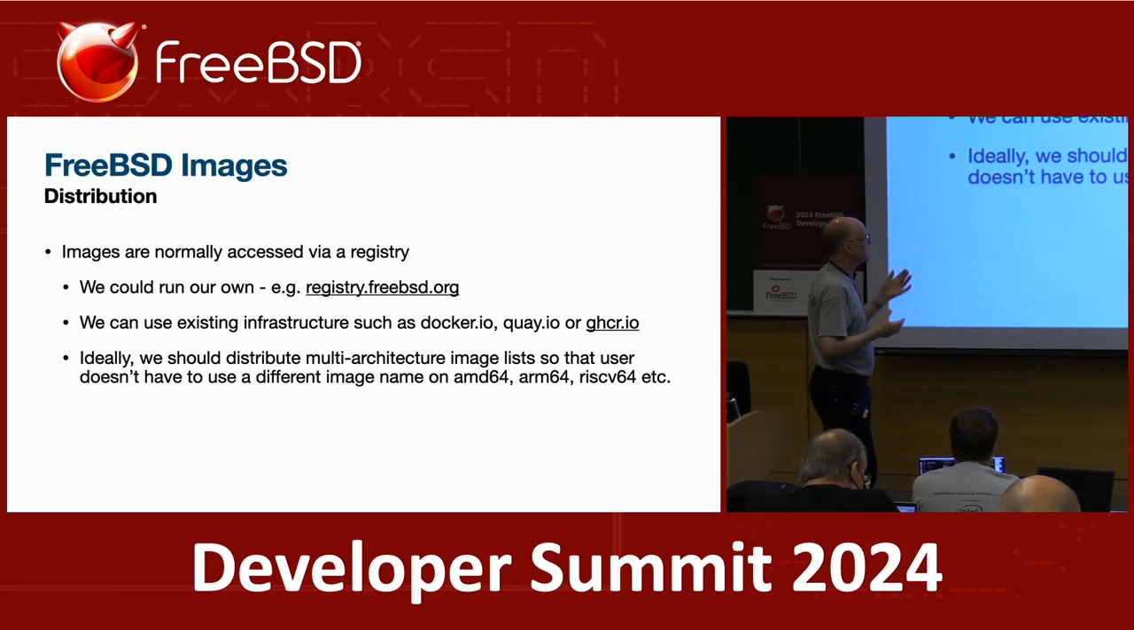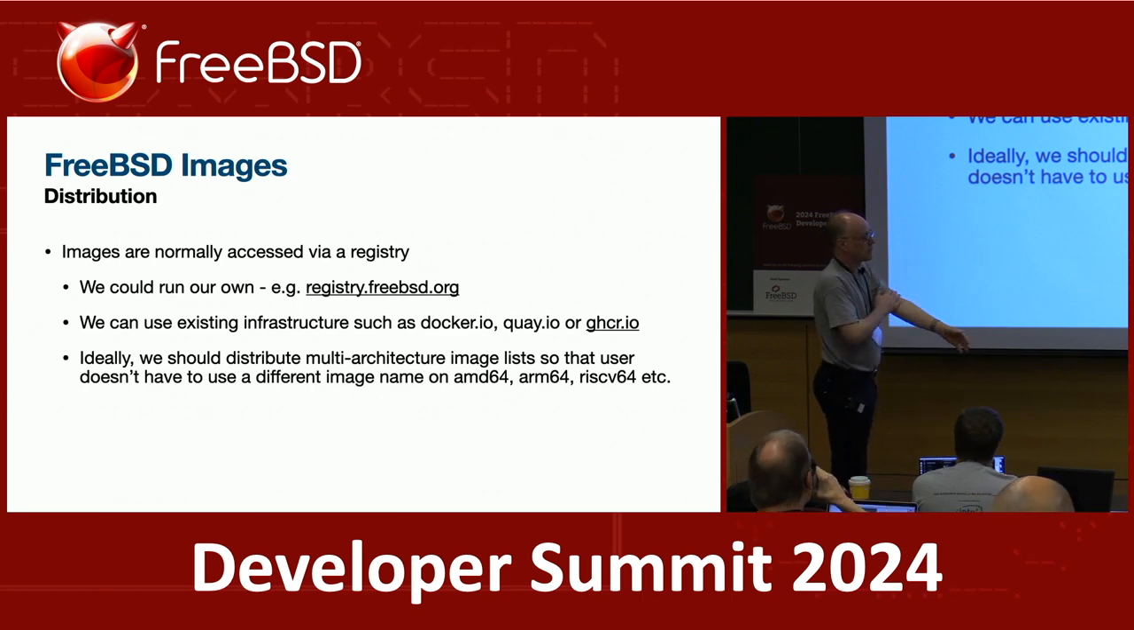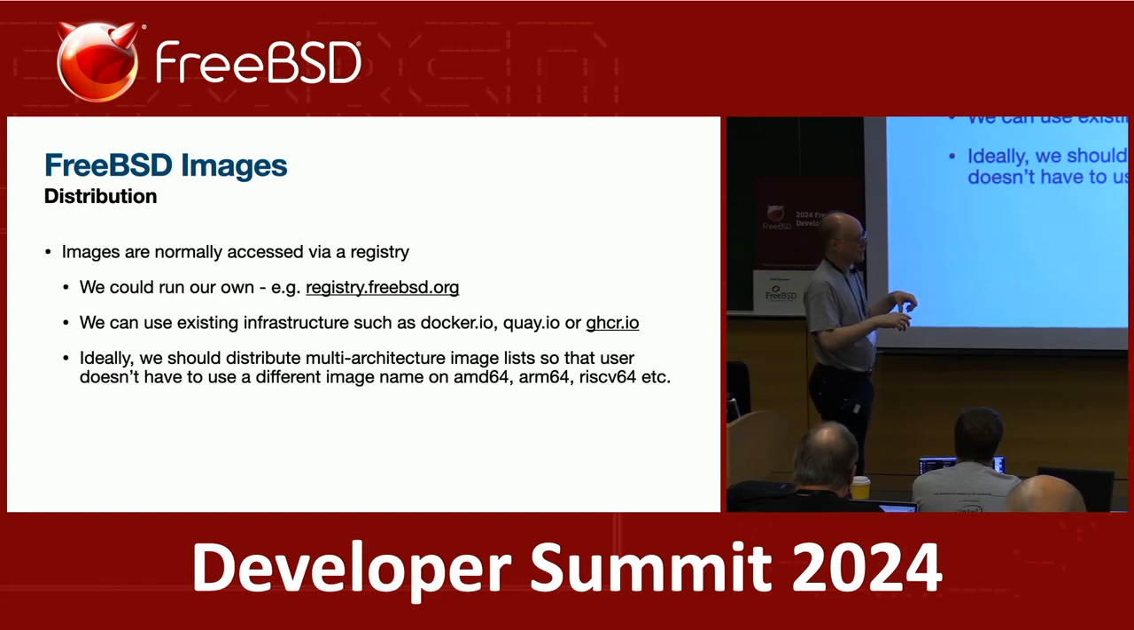We should distribute multi-architecture image lists, as I mentioned, so that people don't have to remember what type of computer they're using. They can just run stuff. It's not helpful to use a different image name on the different platforms. And it actually makes it more difficult to build market. So building multi-architecture images is built into the Dockerfile kind of process.